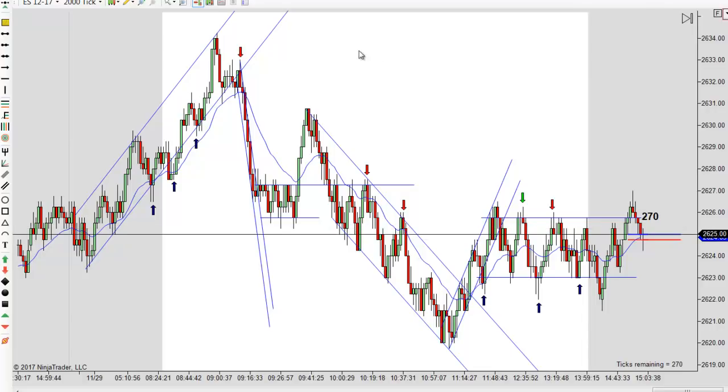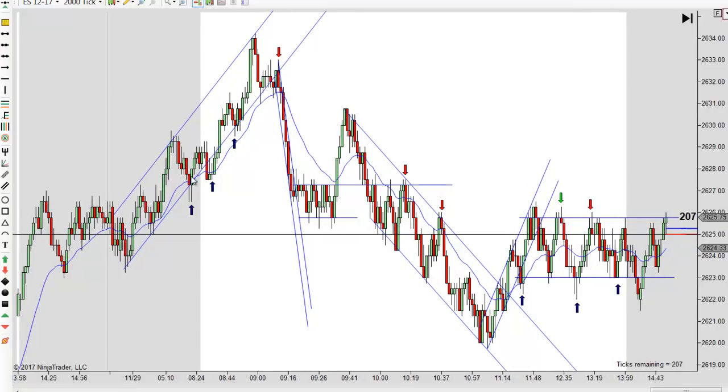And off it goes again. And so now we got a break, and we got two almost measured legs up. I think the second leg might be slightly larger by a couple of ticks, but that's close enough. That's two measured legs up to a new high, and then it reverses.